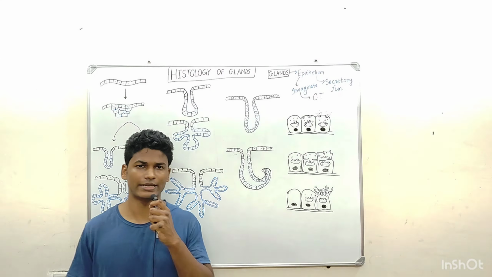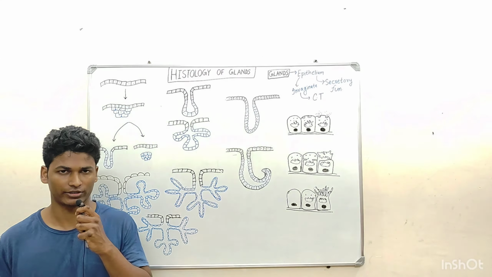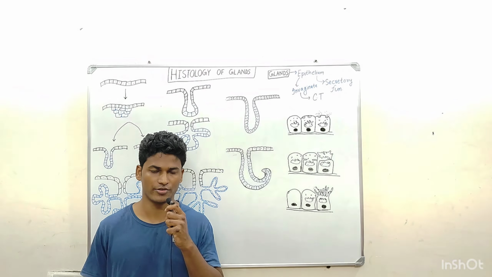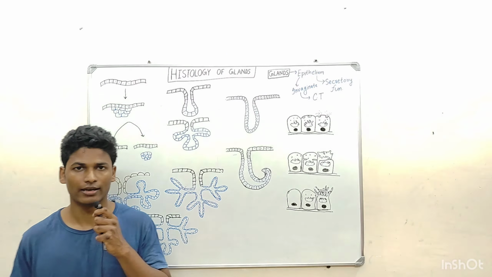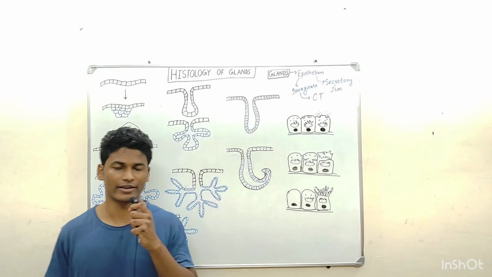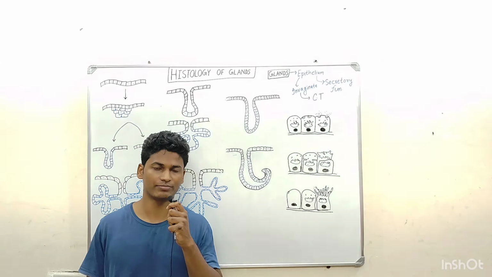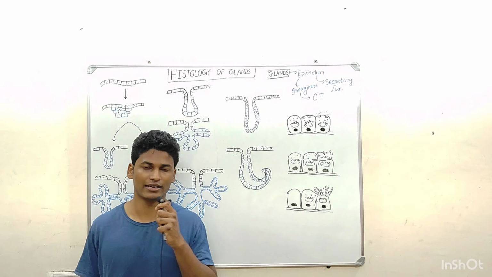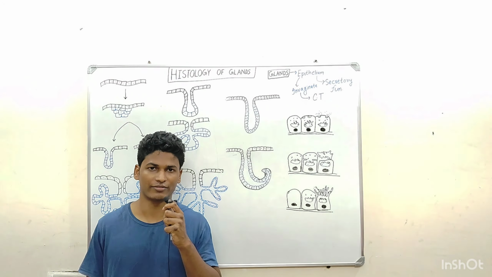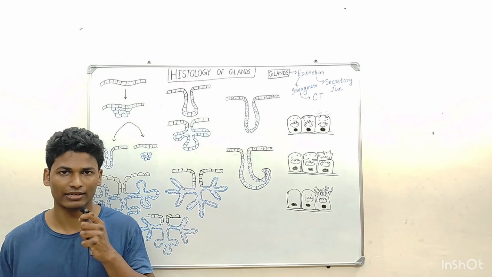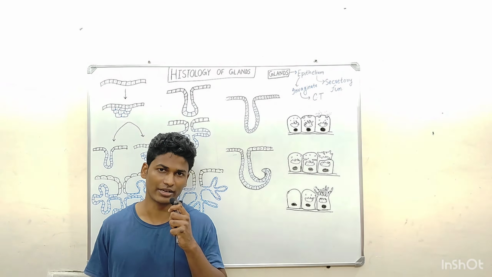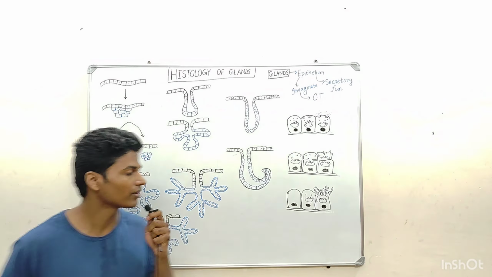Hello everyone. In this lecture, we will talk about the histology of glands. First of all, you should know what a gland is. A gland is just your body's regular epithelium. When some part of the epithelium becomes specialized and starts performing a secretory function, then that part of the epithelium becomes a gland.